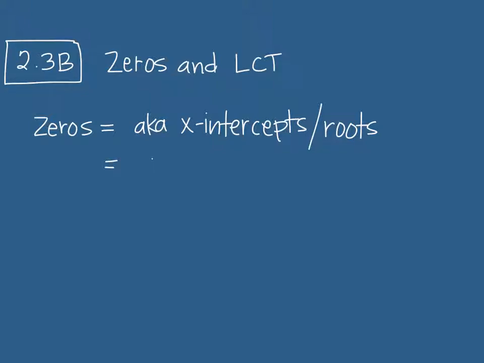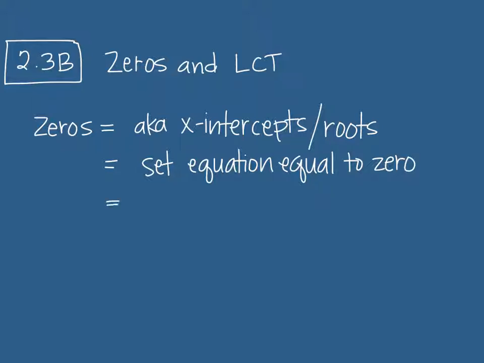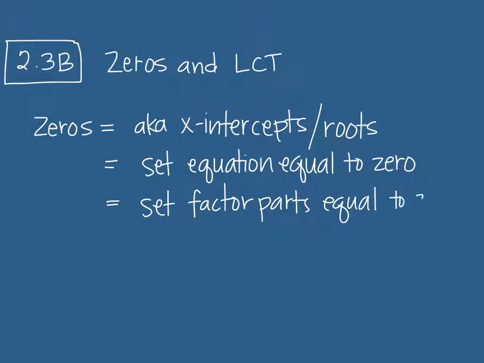It's called a zero because you set the equation equal to 0. You also set the factor parts equal to 0. That's why it has its name of 0, but that's how you get it.